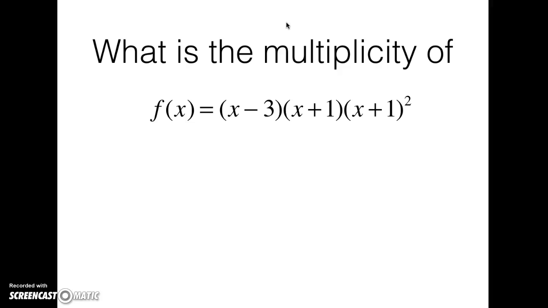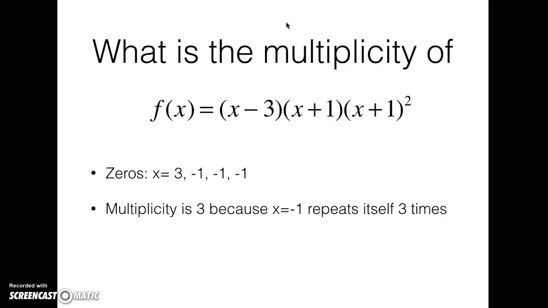What is the multiplicity of f of x equals (x minus 3) times (x plus 1) times (x plus 1) squared? This polynomial has 4 zeros: 3, negative 1, and negative 1. So to answer the question, what is the multiplicity of the function? The multiplicity is 3 because x equals negative 1 repeats itself 3 times.